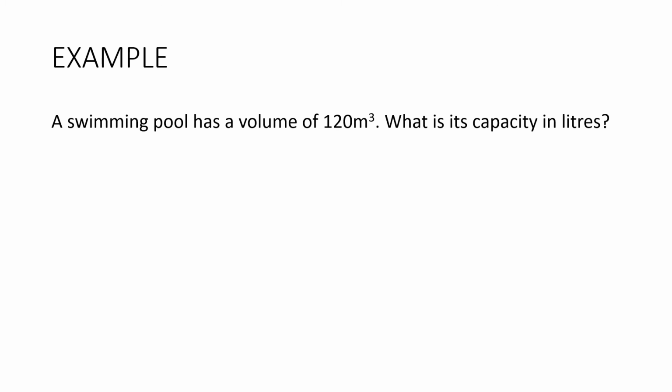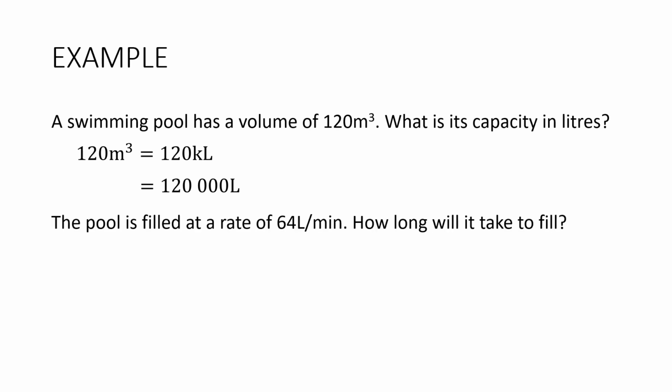So let's finish off with a practical example. A swimming pool has a volume of 120 metres cubed. What is its capacity in litres? So remember, 1 metre cubed is a kilolitre. So let's do that conversion first. So it's going to be 120 kilolitres. There are 1,000 litres in a kilolitre, so we multiply by 1,000. So its capacity is 120,000 litres.